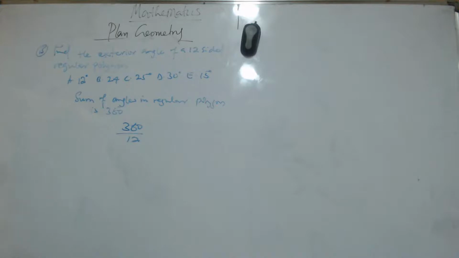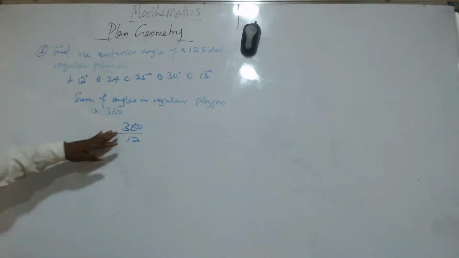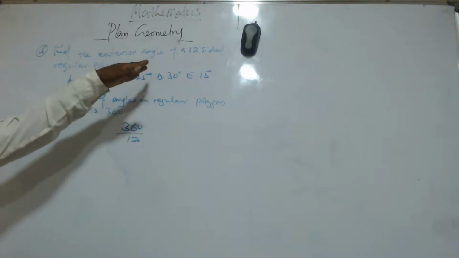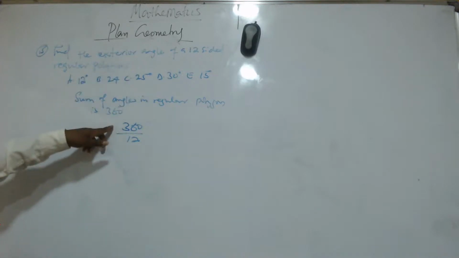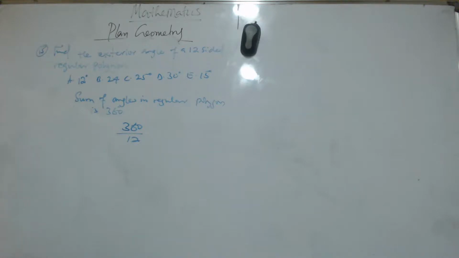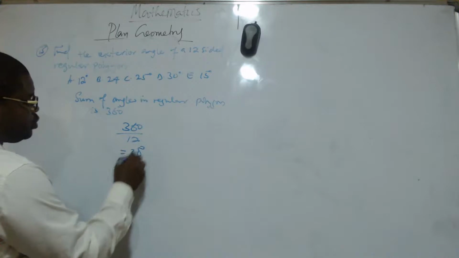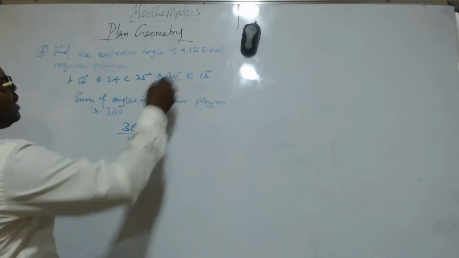Since you are asked to find the external angles of that polygon, divide the sum of the angles of a regular polygon, which is 360, by the number of sides of that polygon. When we divide this, we are going to have 30 degrees. Very simple. And that is the answer.